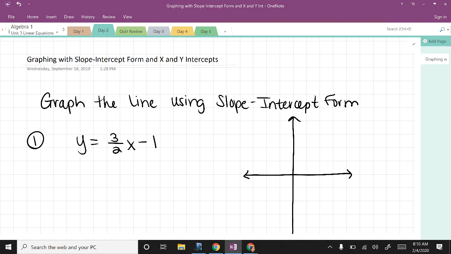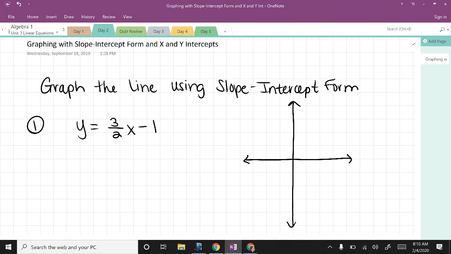Now we're moving on to graphing with slope-intercept form. So we've just practiced writing equations in slope-intercept form and getting equations in slope-intercept form. Now we're going to practice graphing in slope-intercept form.